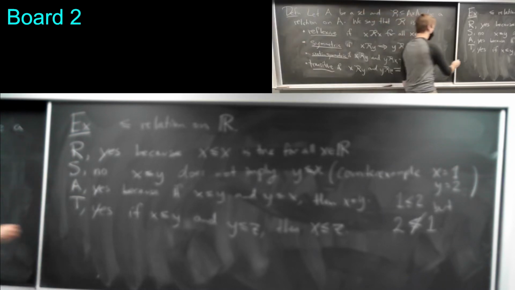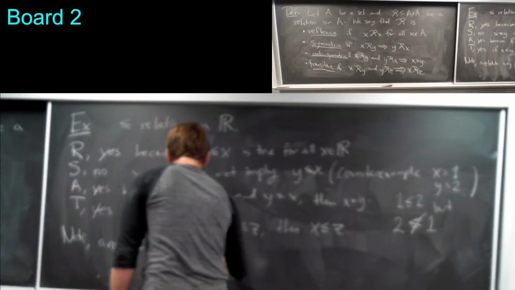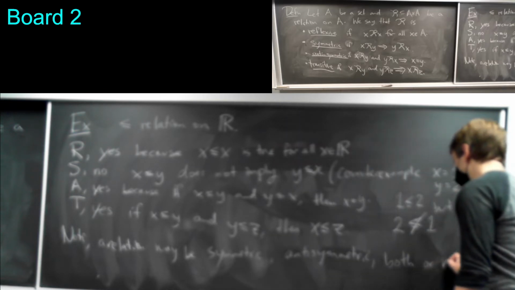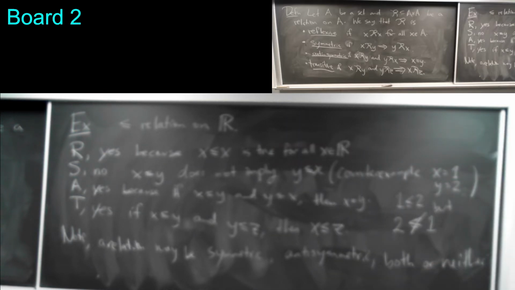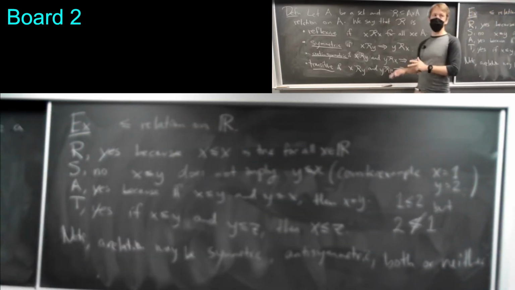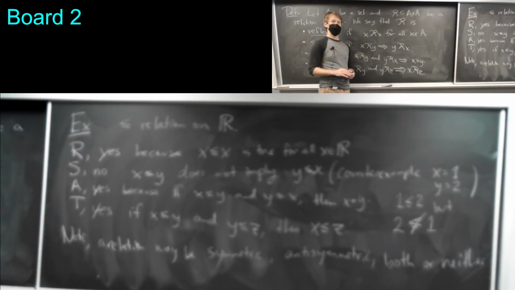So note, a relation may be symmetric, anti-symmetric, both, or neither. In particular, symmetric is not the opposite of anti-symmetric, and anti-symmetric is not the opposite of symmetric. They're related concepts, but they're not exclusive. You can be both, you can be neither. But that's a good question. Any other questions?